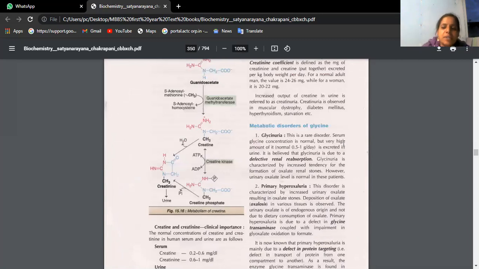It's a very rare disorder, where the glycine content in the urine is increased. It is believed that glycinuria is due to defective renal reabsorption. That means glycine is not reabsorbed in the renal tubules, hence it is excreted in urine in large quantities. That condition is called as glycinuria. That is more than enough for this alternative part of essay. Let us see the other questions.